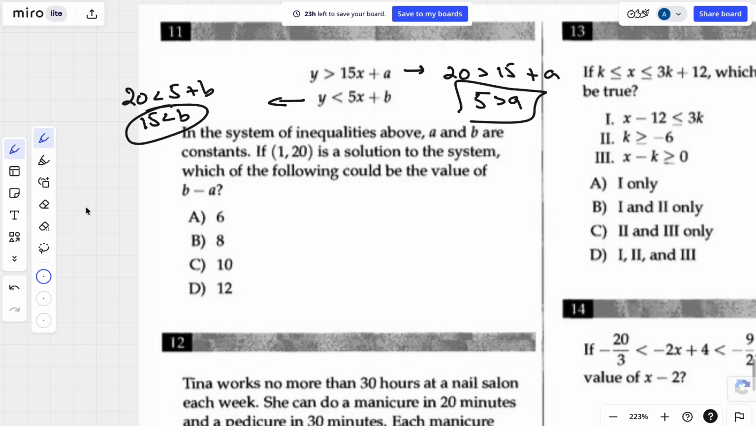So that means we need to find a possible value for b minus a. So let's say b has to be greater than 15. Let's say b is 16 and a should be less than 5. Let's say a is 4. So 16 minus 4, a possible value is 12.